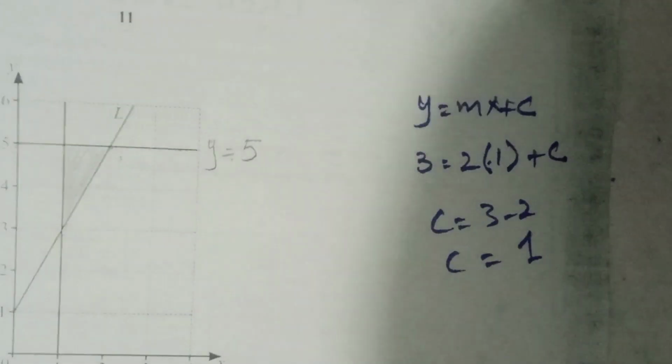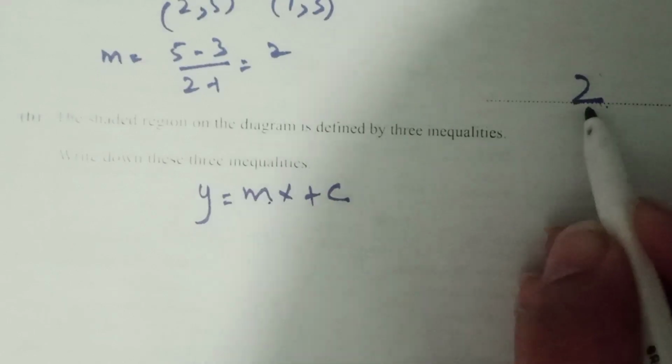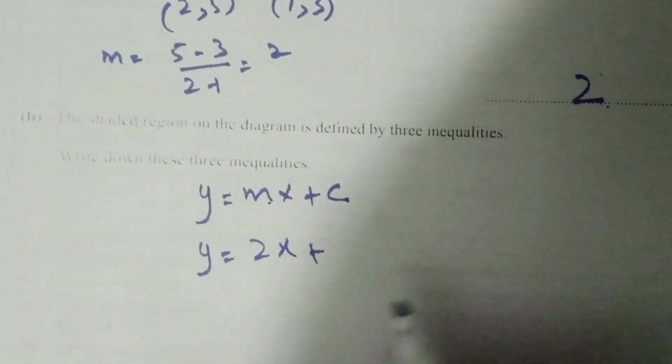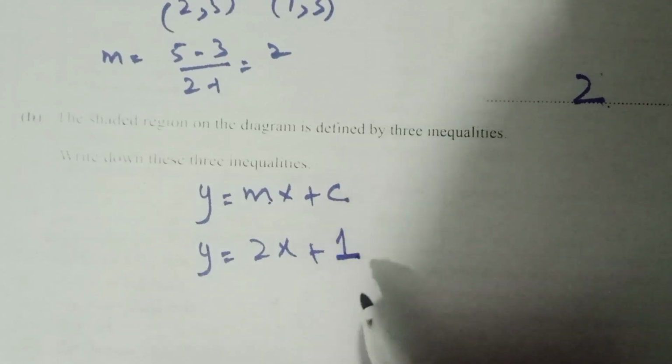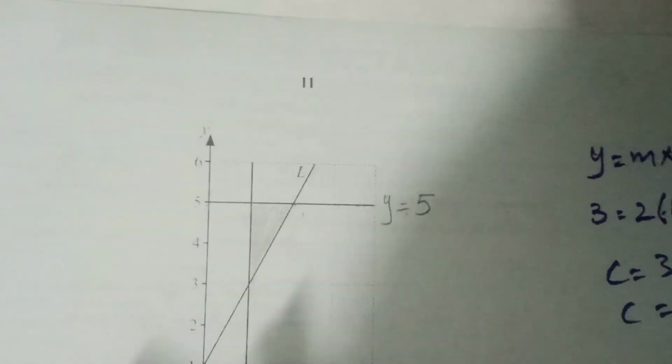Now put these values in the equation of the line, and we get the equation of line L. y equals mx plus c, m is 2, so 2x, and c is 1. Very simple. That is the equation of line L.